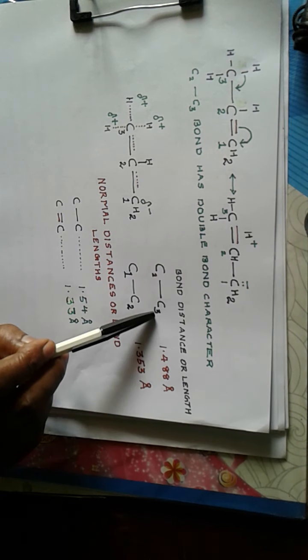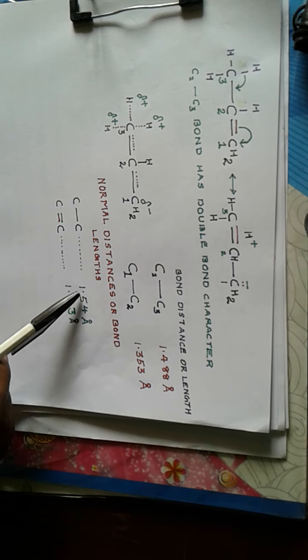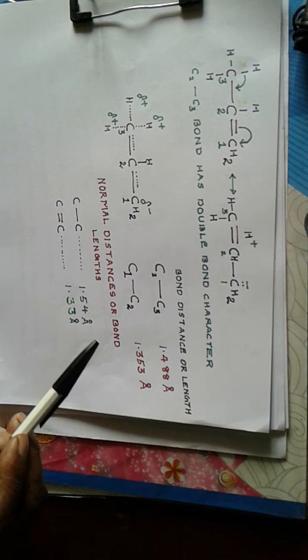Now the C2 to C3 bond in the actual propene molecule is found experimentally to have a bond length of 1.488 angstrom units, and the C1 to C2 bond length in actual propene is found experimentally to be 1.353 angstrom units. The usual carbon-carbon single bond length in any molecule is nearly 1.54 angstrom units. You compare this 1.54 with 1.488. So the actual bond length value in propene for the C2 to C3 bond is slightly less than a normal single bond, showing that there is hyperconjugation operating.